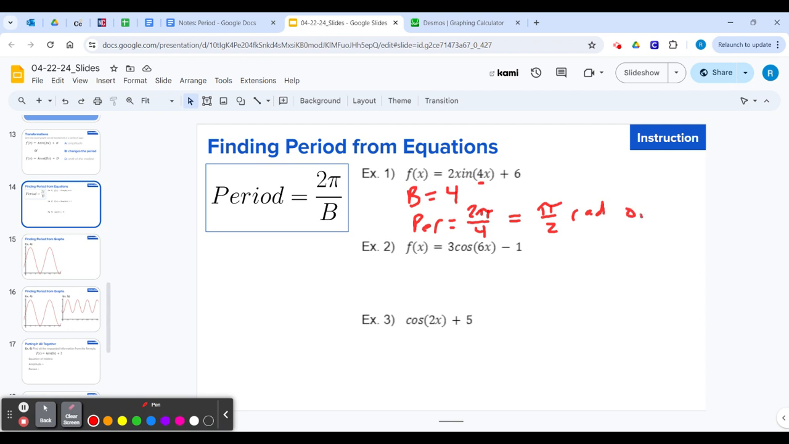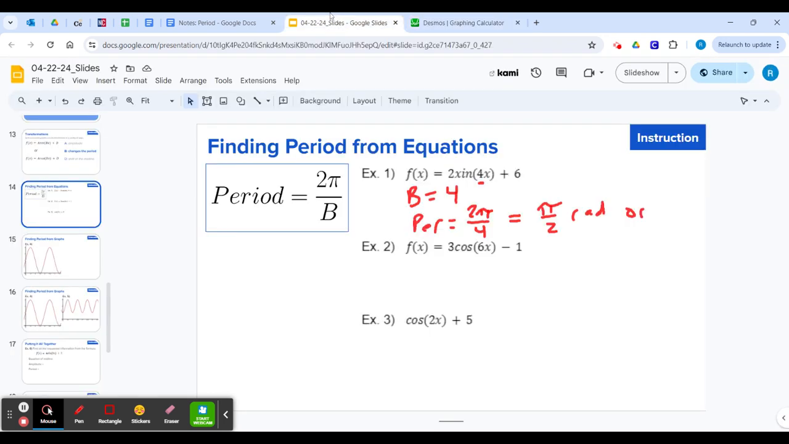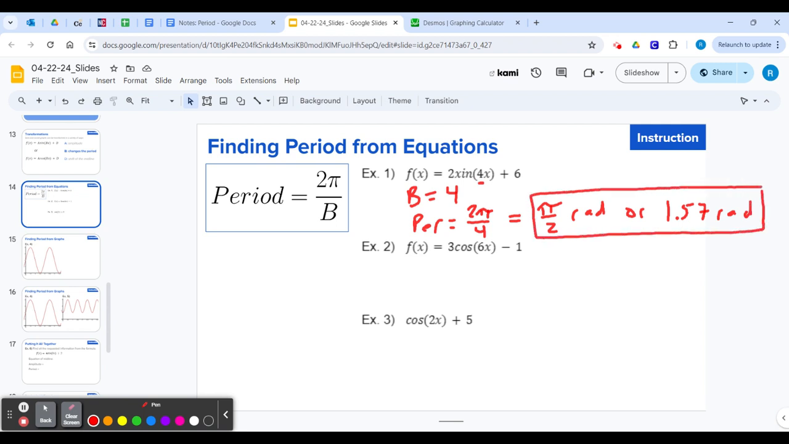Or if we wanted to calculate it out to a decimal, which we should get in the habit of doing both, we type in pi over 2. We get 1.57, so 1.57 rad is another way to express our answer. Both of those would be correct, pi over 2 or 1.57 radians. I'd recommend pausing the screen, trying this for yourself for the next two, but if you're just going to follow along, feel free.